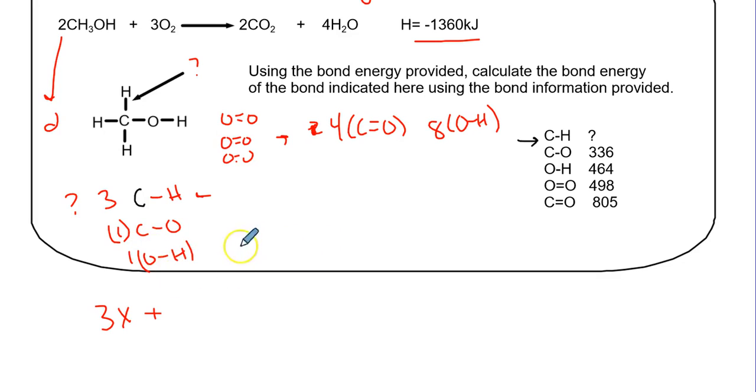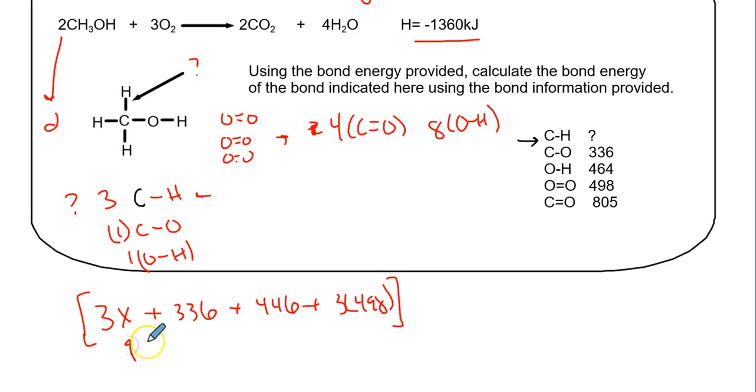plus, we got CO, which is 336, plus this guy right here, 446, plus 3 times the O2 bonds, 498. All right, this whole thing gets put together. Well, we're missing the piece there. We're going to use algebra and correct math routines, minus the sum of everything else.